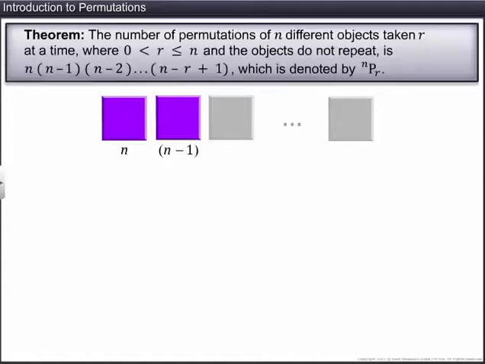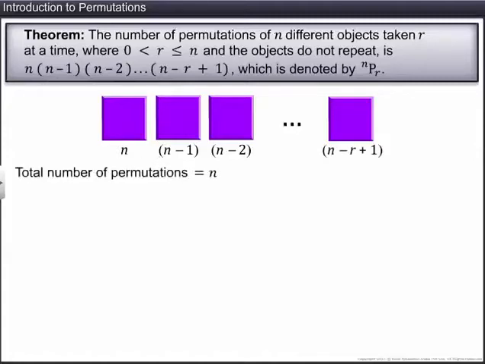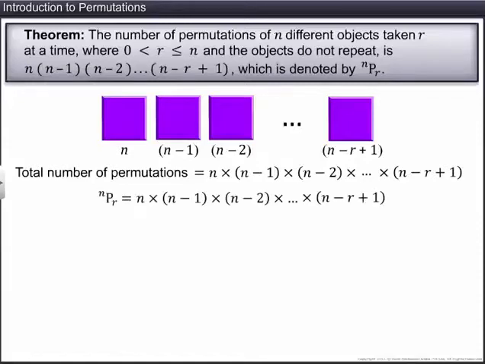Similarly, the third place can be filled in n minus 2 ways. Continuing the same process, the rth place can be filled in n minus r plus 1 ways. According to the fundamental principle of multiplication, the total number of permutations is as shown. This expression is denoted by npr. Here, n is a natural number.